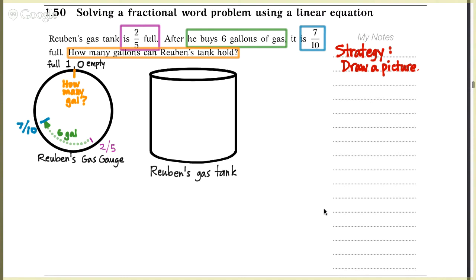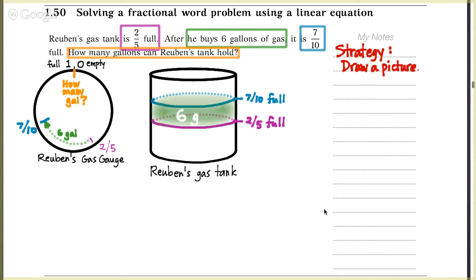Let's think about his gas tank instead of his gas gauge. So I'm going to kind of draw his gas tank as this little cylinder here. And in the beginning, his tank starts out 2/5 full. So the gas level is sort of 2/5 of the way, slightly less than half. It's actually 40% of the way from the bottom to the top. So that's where his gas gauge is going to begin in the problem.